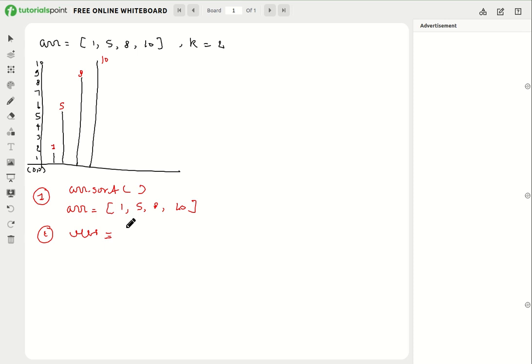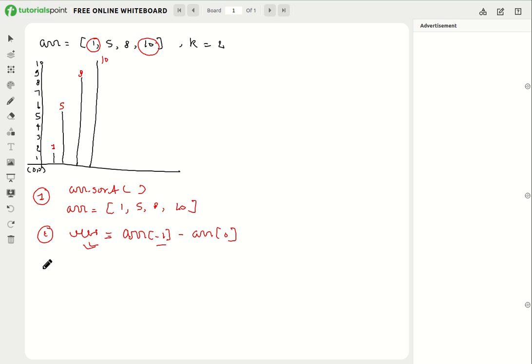So the first value is, the largest will be array of n minus 1, and array of 0 will be the smallest value. So this will be the smallest value, and this will be the greatest, so we will subtract this one, then this will be our result, right?